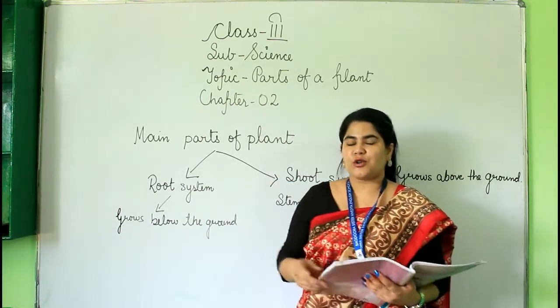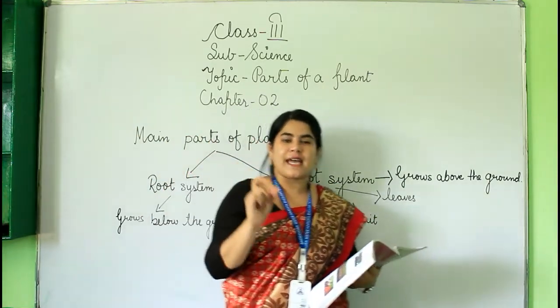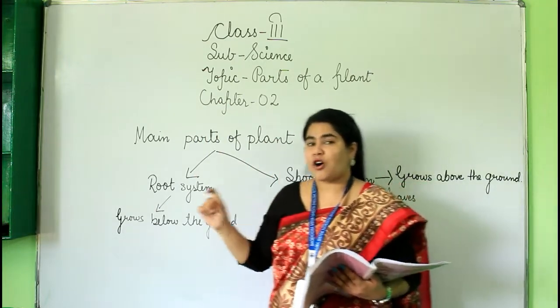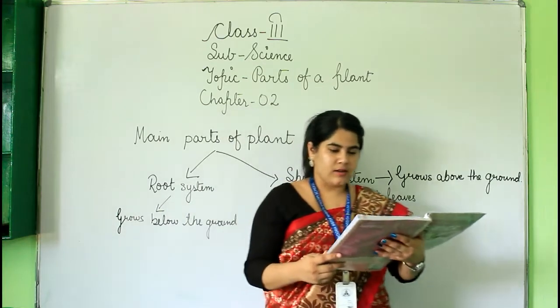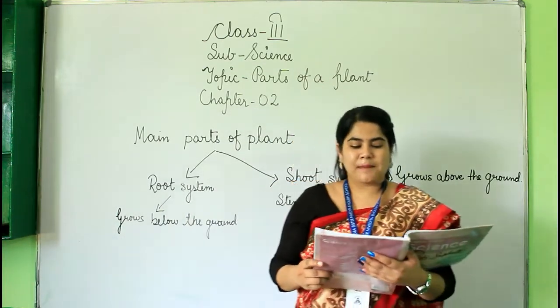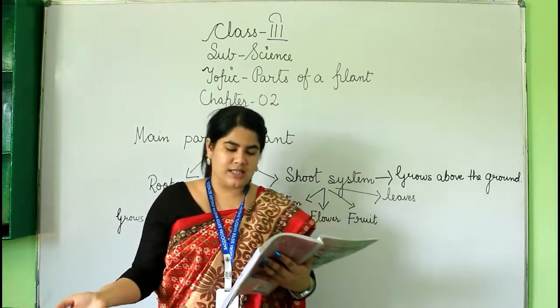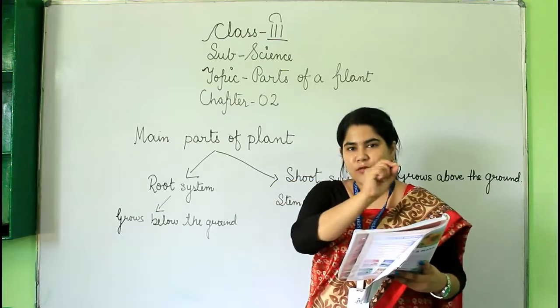So kids, I told you in the previous chapter that plants prepare their own food with the help of sunlight, air and water, and the process is called photosynthesis. So now in page number 15, plants can have either tap roots or fibrous root system. Now what are they? Let's see. A tap root, underline the word tap root.